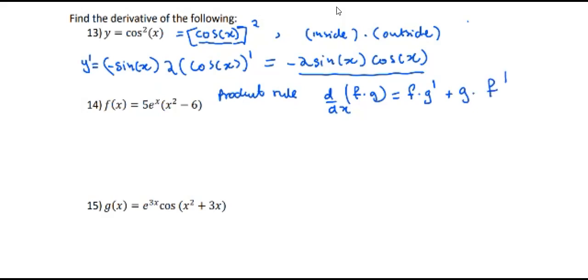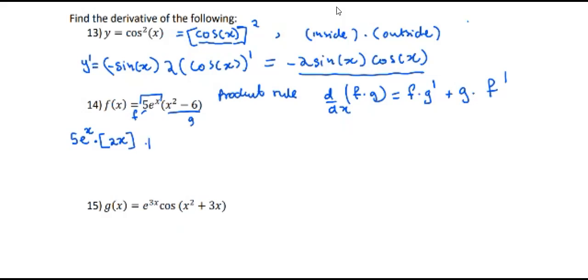So in our case, if we say that this is f and that is g, we'll take f, and f is just 5e to the x. So if we say this whole thing is f, then we want to multiply that by the derivative of g, the derivative of whatever's inside here. And the derivative of x squared is 2x. The derivative of negative 6 is just 0.